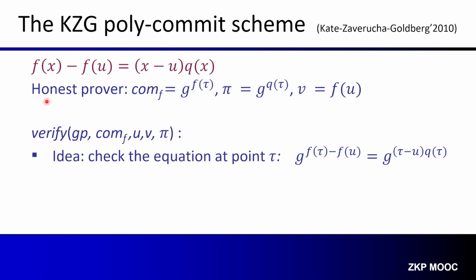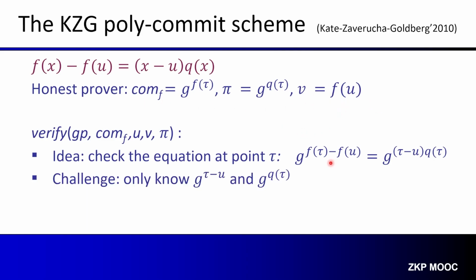And here I'm listing what will happen if the prover is honest. The prover is going to commit to g to the f(tau), the proof is g to the q(tau), and the evaluation v is f(u). So given all of these values, we almost have all the information about this equation to check. On the left-hand side, we have g to the f(tau) given by the prover, and we have g to the f(u), again given by the prover as the evaluation. On the right-hand side, the verifier knows the evaluation point u. This is public information. We have g to the tau in the global parameters, and the prover returns g to the q(tau) as the proof.